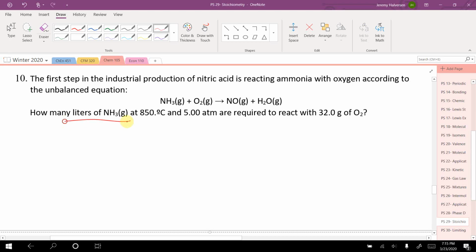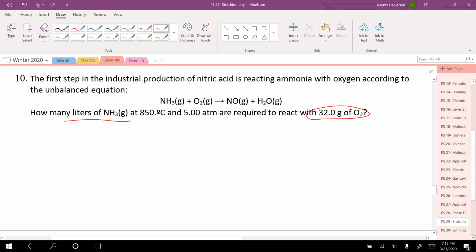Okay, so they're asking about NH3 and giving us information about O2. They give us some information about NH3. You'll see how we use that. But it's not enough. Our final answer is in terms of NH3. And they give us information about O2. So we need to balance this reaction.